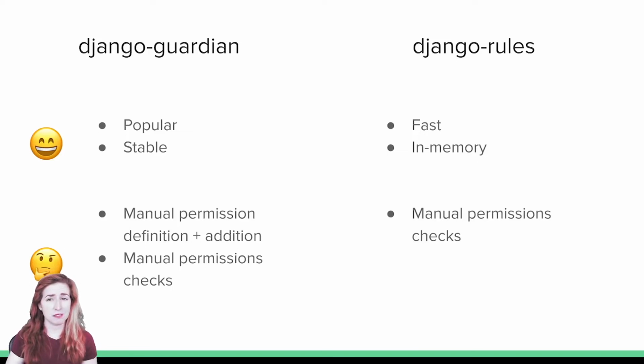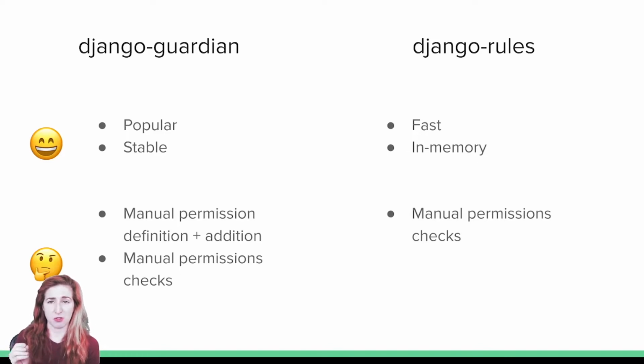Django Rules is more in the direction of what I in particular needed. It's fast, it's in memory, and it allows you to define predicates to say whether or not a given subject has a given permission on a given object. And those predicates are short functions that you can define and map to that permission name on a given model class. But you still have to remember to manually check these permissions at runtime.